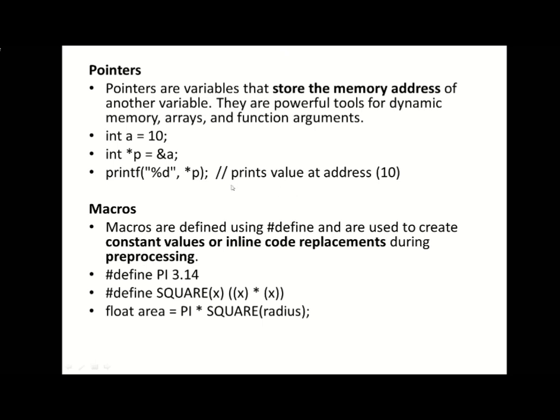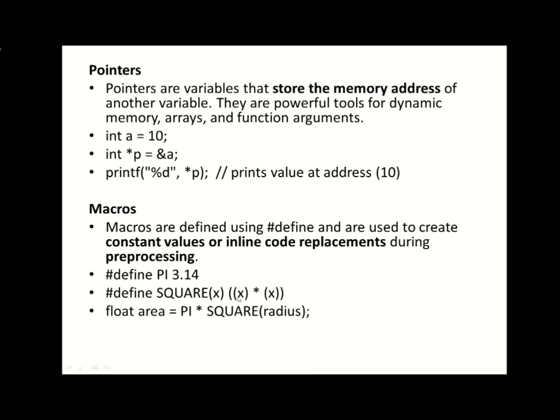And we've got macros in C. Macros are defined using #define. This is the syntax we use for a macro, and they are used to create constant values or inline code replacement during pre-processing. For example, we have 3.14, which is what we call PI. So this 3.14 can be replaced by the word PI. That is how one can define macros.